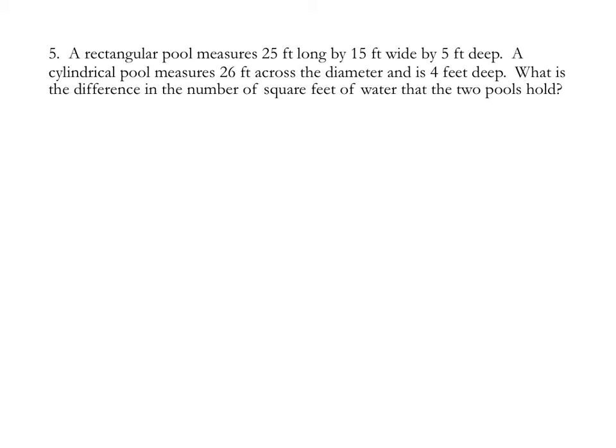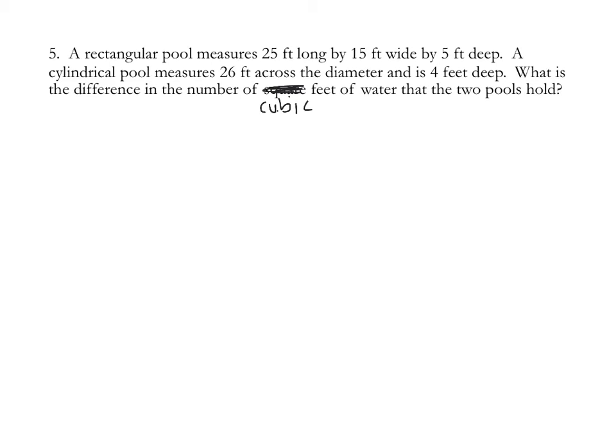And then we're just going to talk about a word problem. So in number 5 here, it says a rectangular pool measures 25 feet long by 15 feet wide by 5 feet deep. A cylindrical pool measures 26 feet across the diameter and is 4 feet deep. What is the difference in the number of, shouldn't say square feet, but cubic feet of water that the two pools can hold?